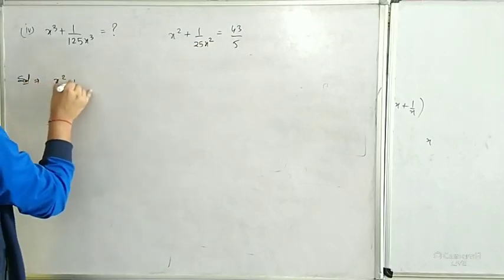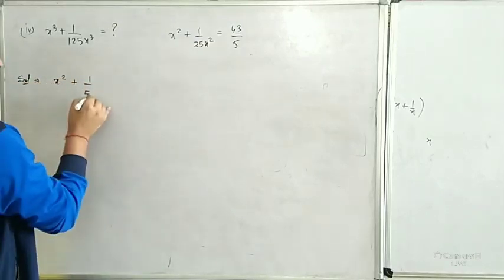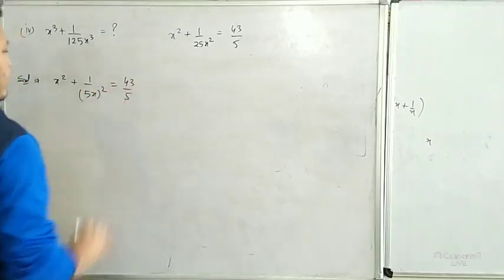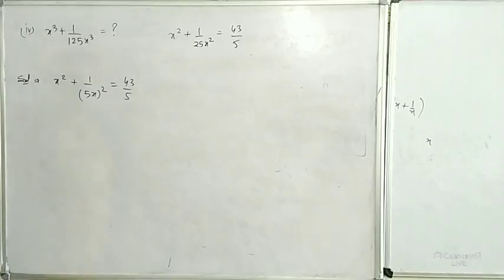Given that x square plus 1 by 25x square, we can write this as (x plus 1 by 5x) whole square, which is equal to 43 by 5. This is what you have. So which formula will you apply here, sir?